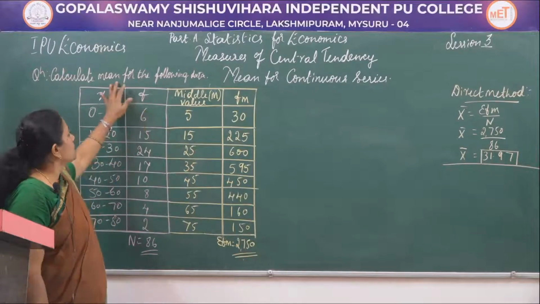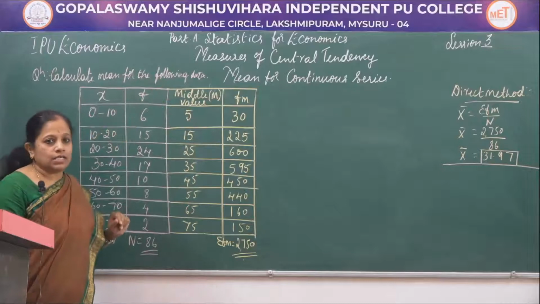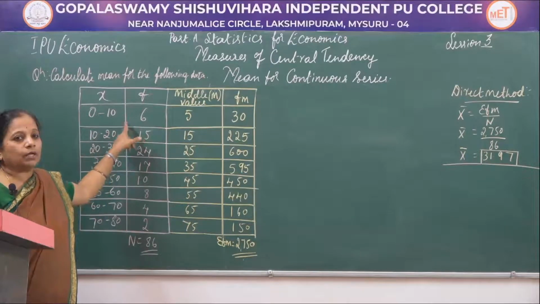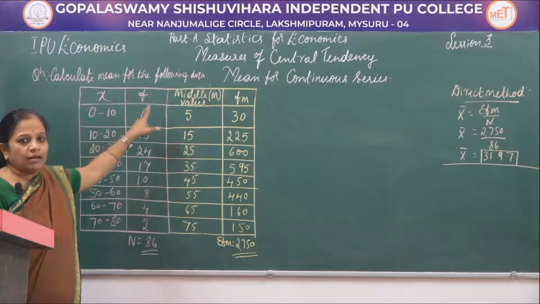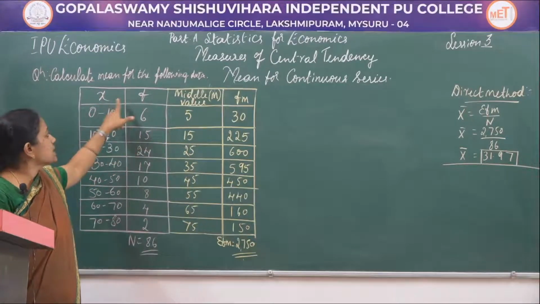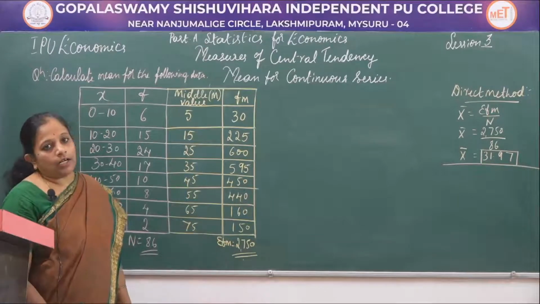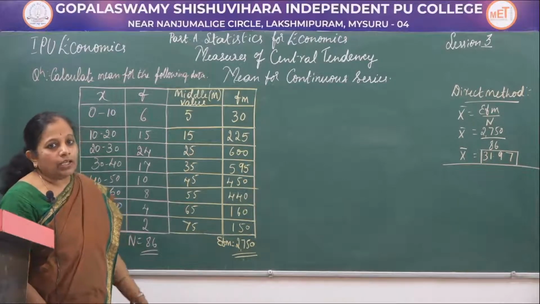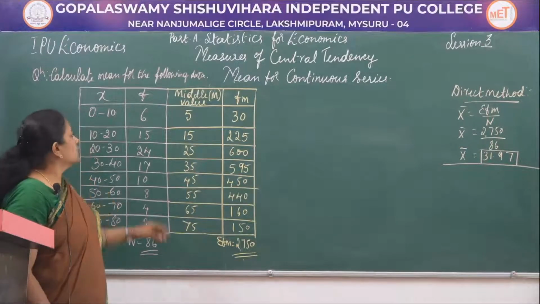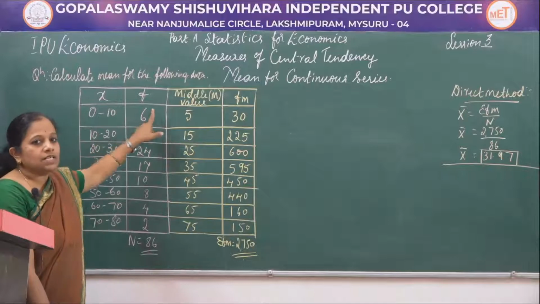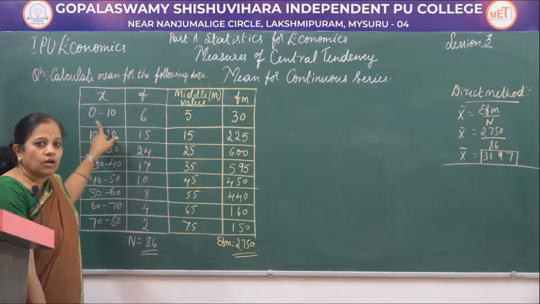The problem is like this: calculate the mean for the following data. In the question paper, they will give you only the class and the frequency, that is X and F. For calculation of the mean for continuous series, we can use both the direct method as well as the shortcut method. The classes are given like this. Since it is a continuous series, the class is also continuous.